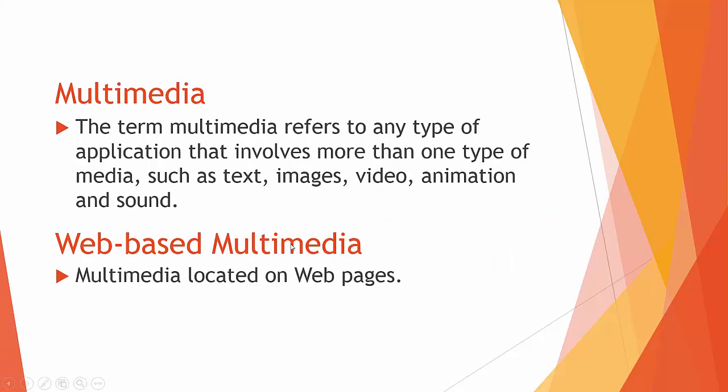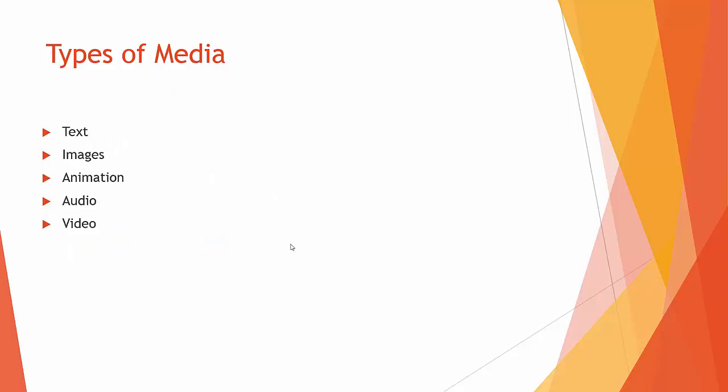Okay, first, what is multimedia? Well, multimedia is, and these definitions come directly from your textbook, basically using more than one type of media. And what is media? Well, media is stuff like text and images and video and animation and sound. When you take any combination of those, put them together, and then put that onto a website, it becomes web-based multimedia. And that's what we're talking about in this chapter. The different types of media.